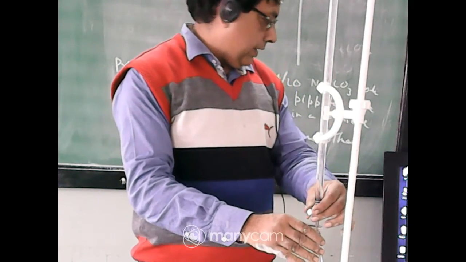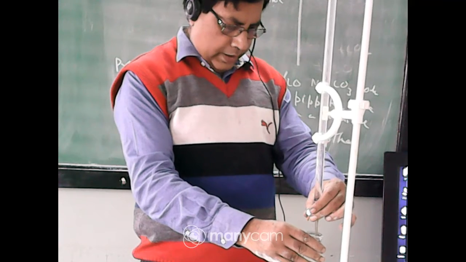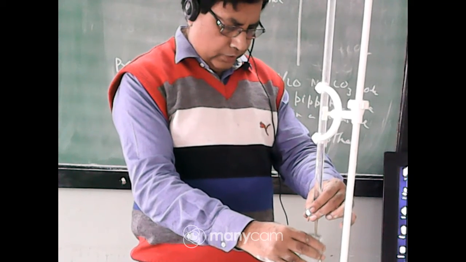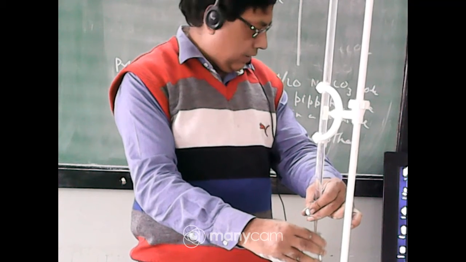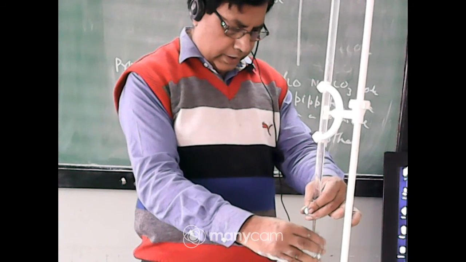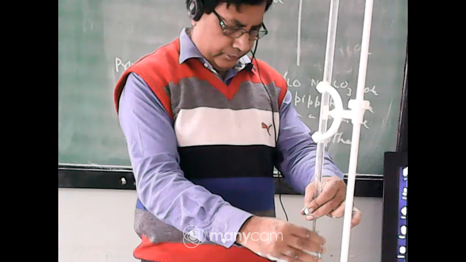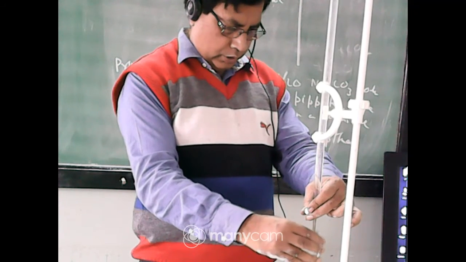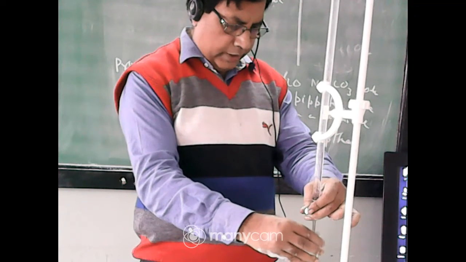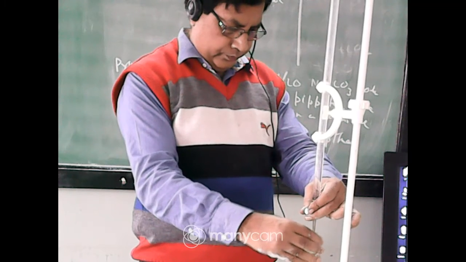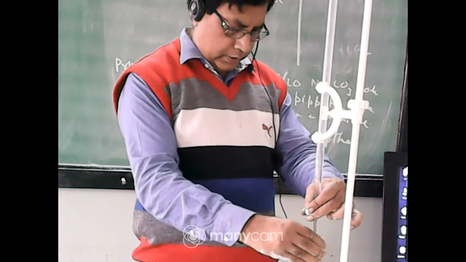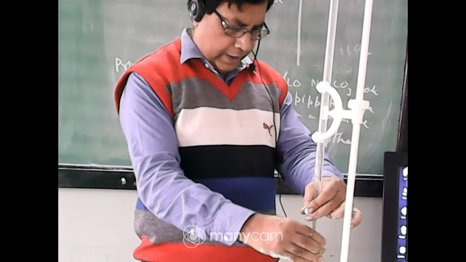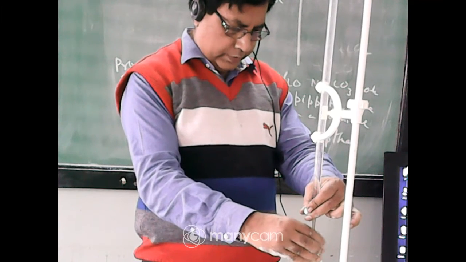Now you titrate in this way. In one hand you hold the conical flask, with the help of left hand you add the solution and continuously stir in this way. Add the solution drop by drop until a very light pink color appeared. The solution must be very light pink color.